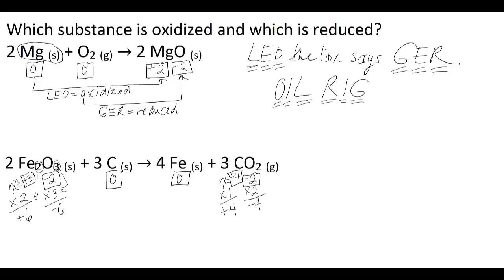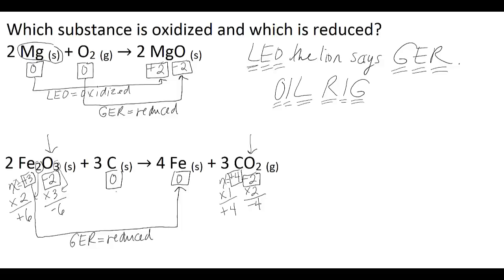So what's going on here? Well, you can eliminate oxygen because oxygen's oxidation number in the reactants and the products is -2. So there's no change there. There's no oxidation or reduction going on with oxygen. But there is with iron and carbon. Iron goes from a +3 to 0. That's an indication that you've had a gain of electrons. You've had an addition of negative charge. So that means that you've gained electrons, and that means that iron is reduced.